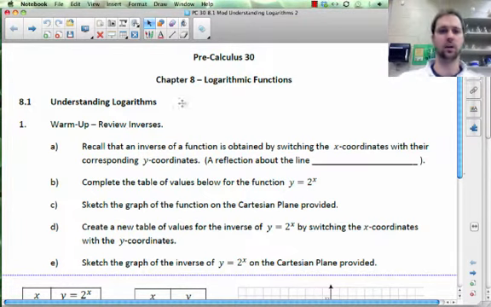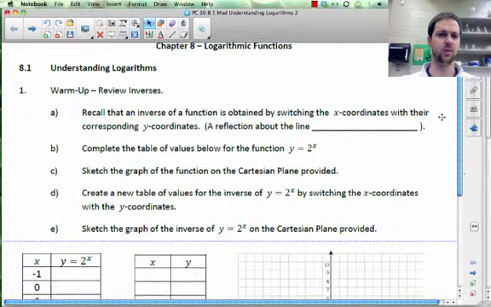So welcome to Pre-Calculus 30. This is Chapter 8, Section 8.1. We are introducing ourselves to the concept of logarithms here. So we're going to make a quick little review of inverses.